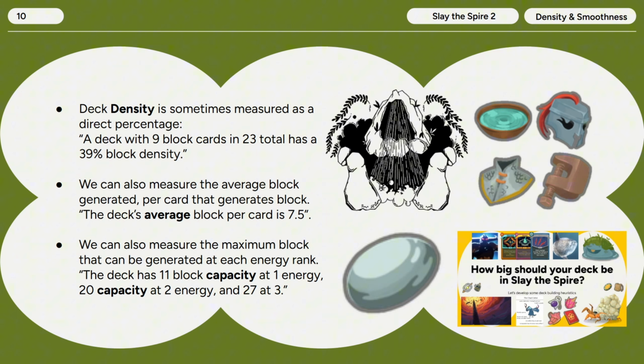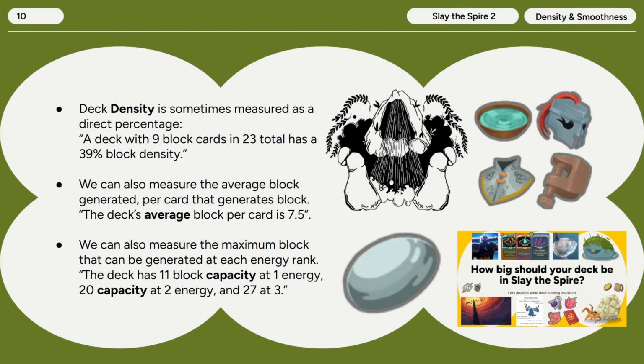You can measure deck density as a direct percentage, so like a deck with 9 block cards and 23 total cards has a 39% block density, is something you could say. You could also measure other statistics about those cards though. You could look at all the cards in your deck that generate block, and you could say the deck's average block per block card is 7.5. Or you could look at all the cards in your deck and count all the block on all the cards in your deck and average it out over the entire deck and get a substantially lower block number.